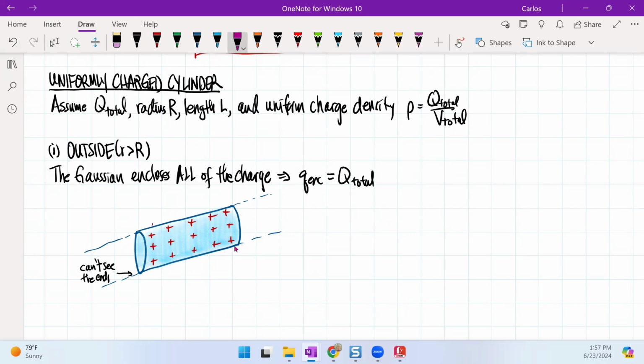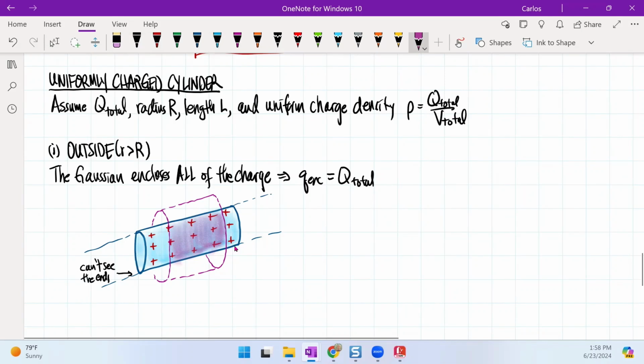So now, if I have my Gaussian coming around like this, it doesn't cover the whole line. It doesn't enclose the whole line, but it encloses the charge right here. So you're seeing a partial charge here. When I say it encloses all of the charge, it's a little bit slippery, because it turns out that if I look at this, this has a length of L.